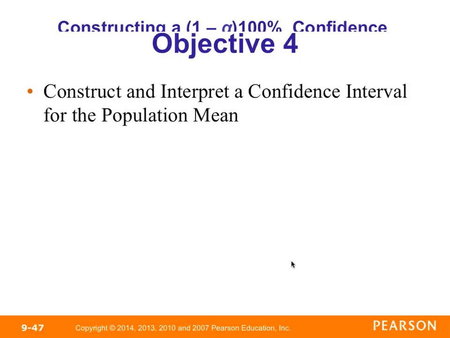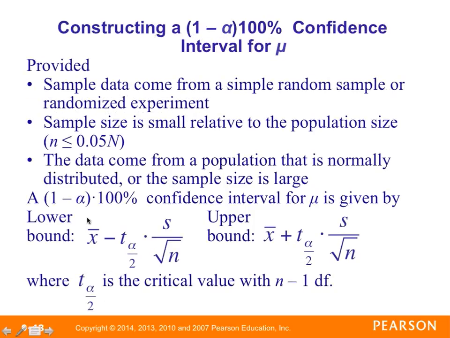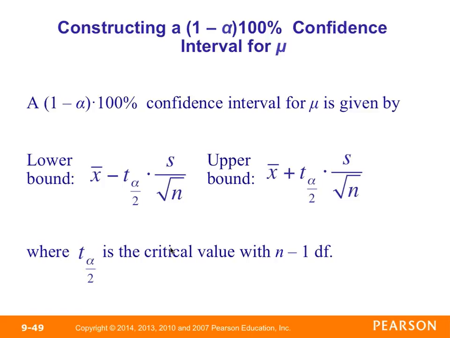And then this is our formula right here. It looks a lot like our formula for our population proportion. But basically what we do is we take X bar, that's our sample mean, and we add and subtract. The upper bound is where you add, the lower bound is where you subtract. You take T alpha over 2, that's going to be your critical value. It's going to have n minus 1 degrees of freedom. Degrees of freedom is always your sample size minus 1. And you multiply that critical value by S, which is your sample standard deviation, divided by the square root of n. So the hardest part about these is learning how to look it up on the table, but it's really not too difficult once you have that.